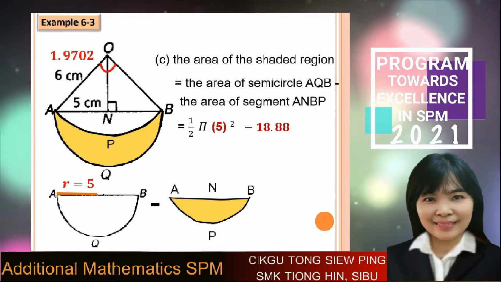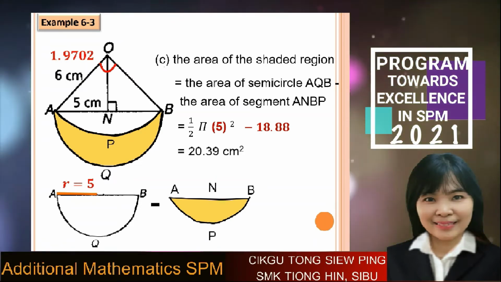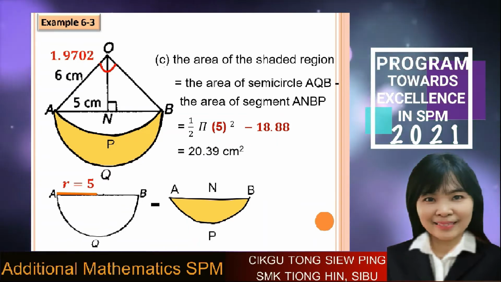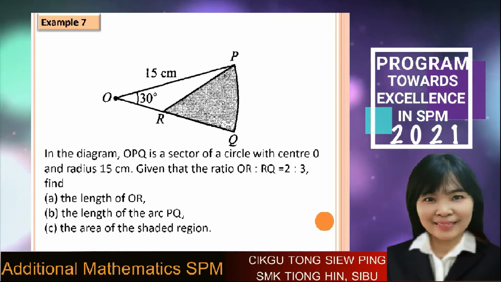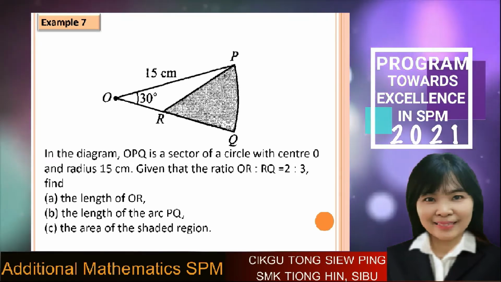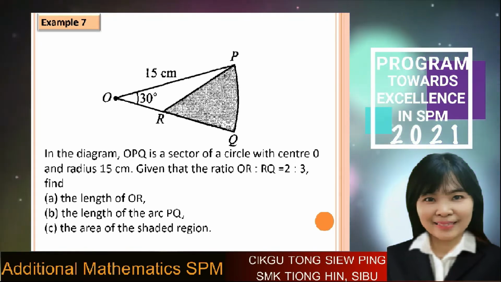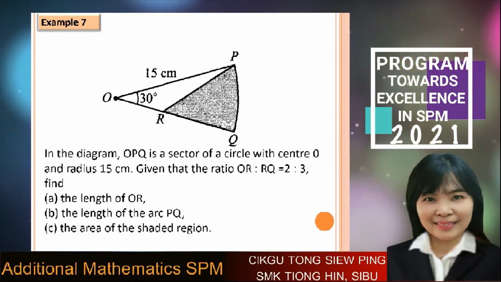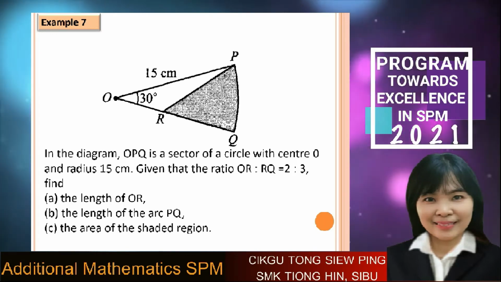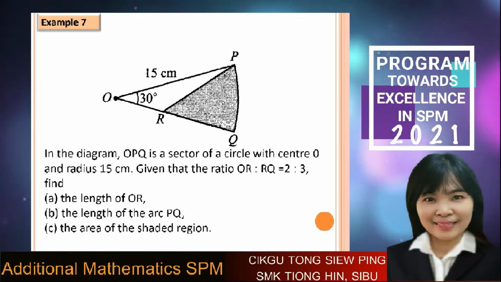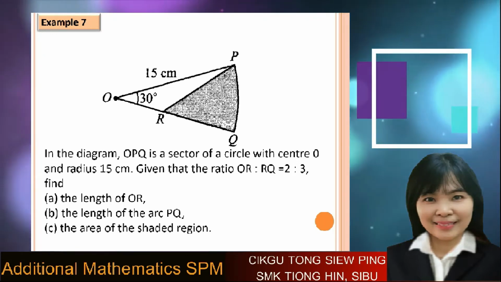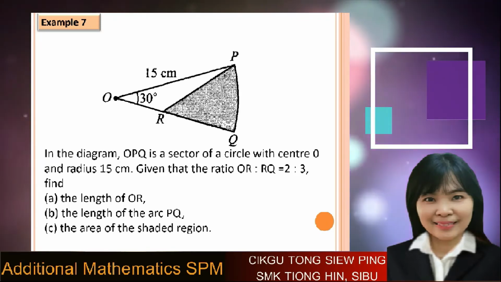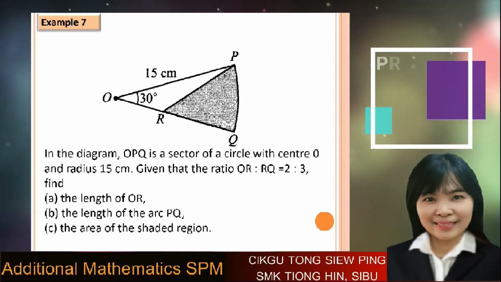Then use your calculator, we get the answer 20.39 centimeters squared. Example 7. In the diagram, OPQ is the sector of a circle with the center O and radius 15 cm. Given that the ratio OR to RQ is 2 to 3, find A, the length of the OR, B, the length of the arc PQ, C, the area of the shaded region.